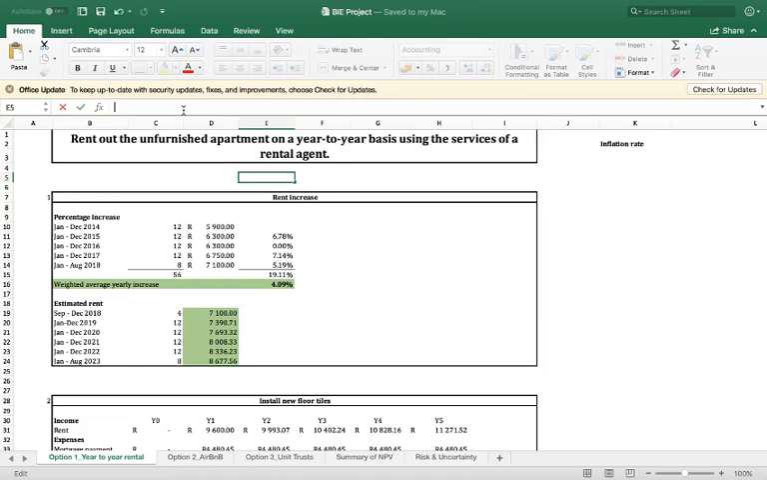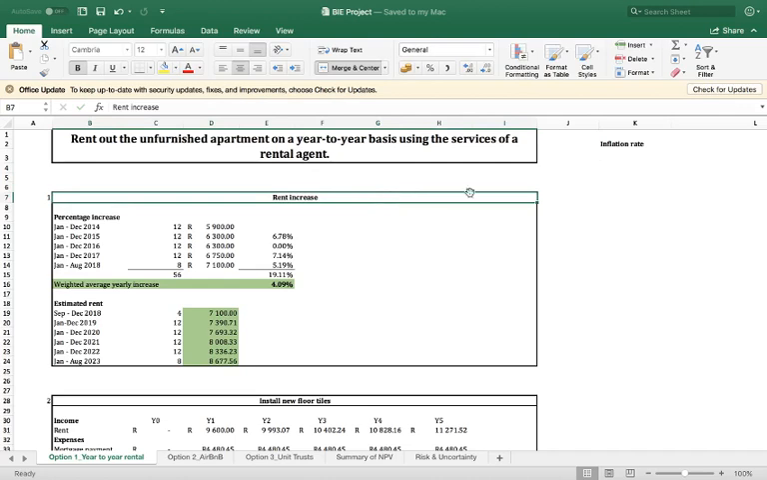Good day. This is a walkthrough of a financial feasibility analysis conducted on three investment options over a 5-year period. The first option considered is to rent out the unfurnished apartment on a year-to-year basis using the services of a rental agent. To start this analysis, an estimated rent increase rate is determined using past figures.